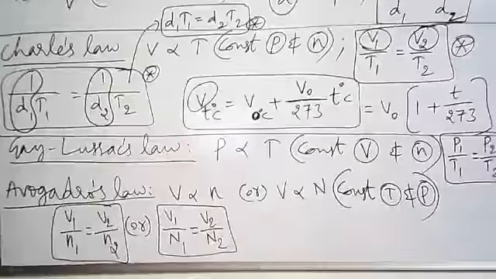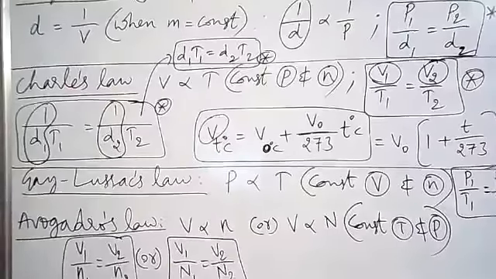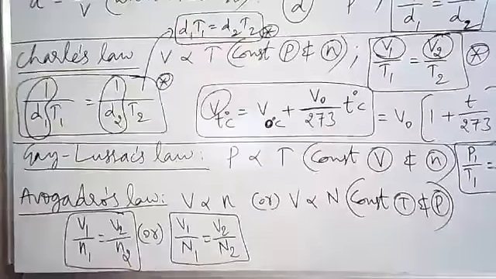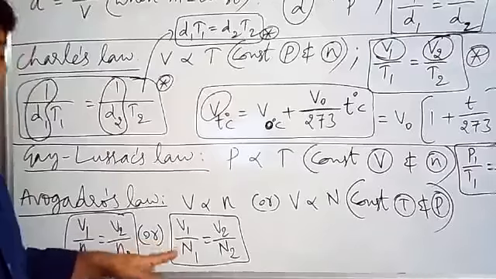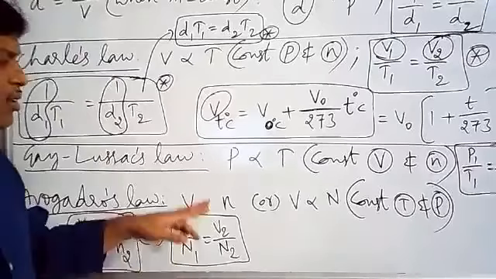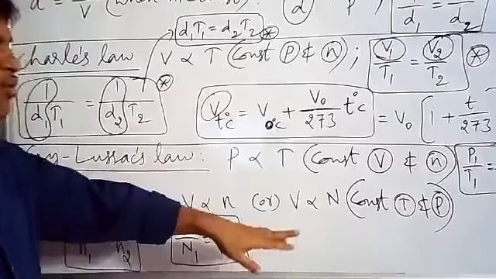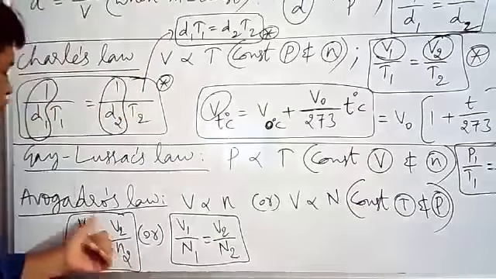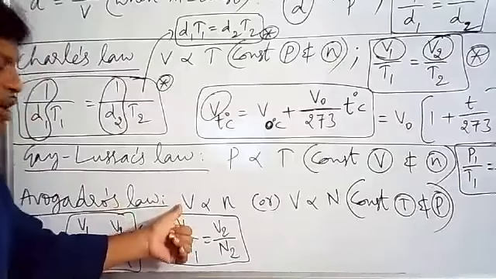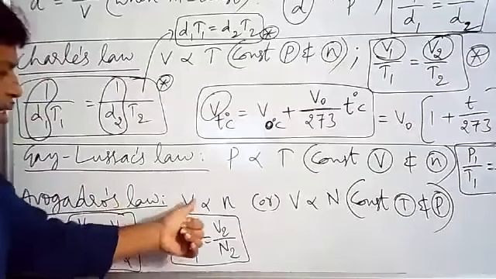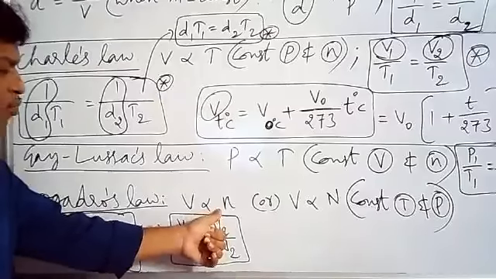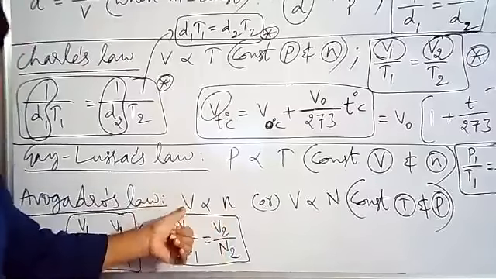The last law now is Avogadro's law. Avogadro's law states that at constant temperature and constant pressure, the volume of a given mass of gas is directly proportional to the number of moles. So if the number of moles is more, the volume also will be more.